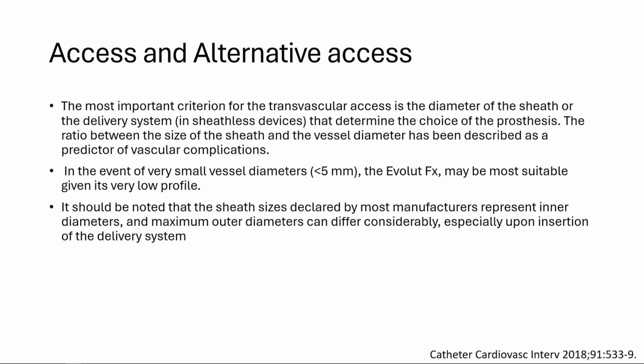Alternative access nowadays is mainly transcarotid and transaxillary. So the choice of the delivery system is important. The diameter of the sheath is important because you don't want to occlude the vessel, and there's a correlation between vascular complication and the size of the sheath. So I tend to use the Evolut FX for my alternative access. You can use the Commander system of Edwards as well.